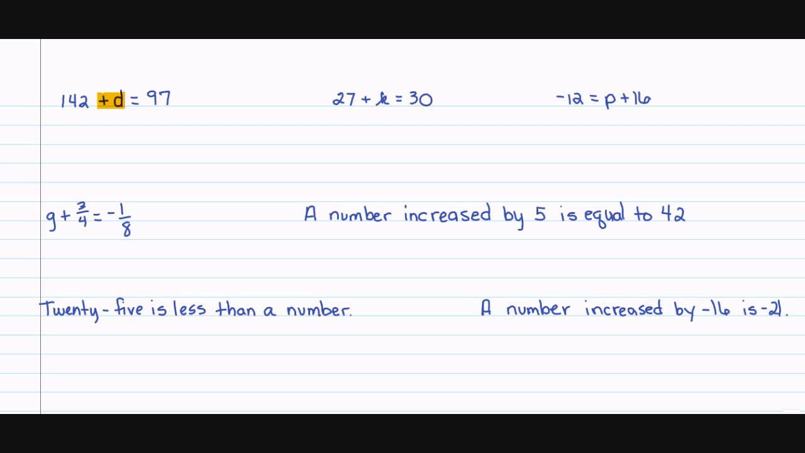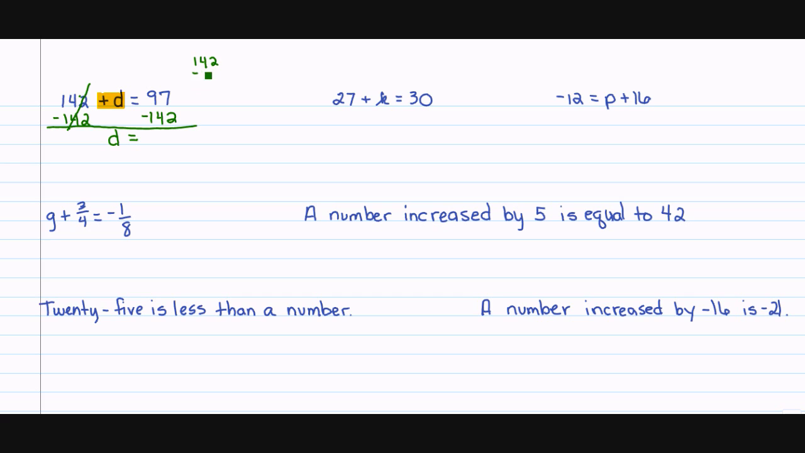Okay, so I need to move the 142 over to the other side. The opposite of a positive 142 is a negative 142. Positive 142 and negative 142 equals 0. I bring down my d, equals. The signs are different, so I subtract.